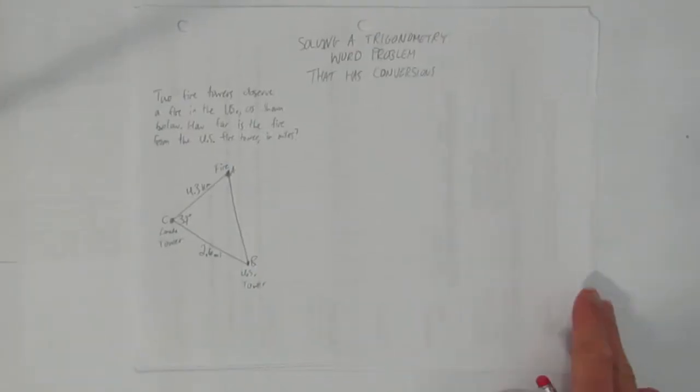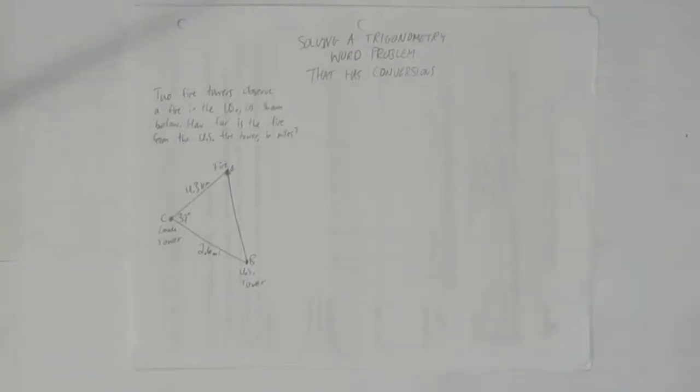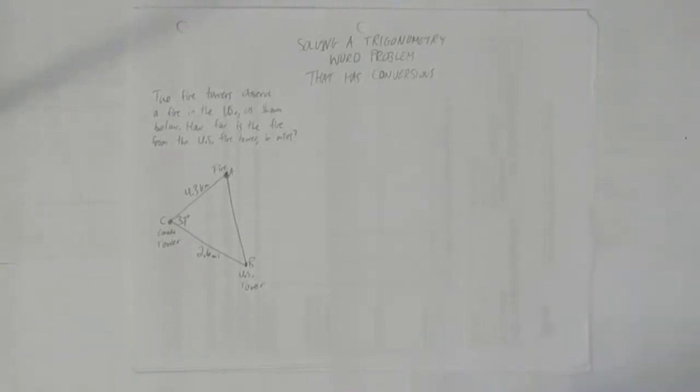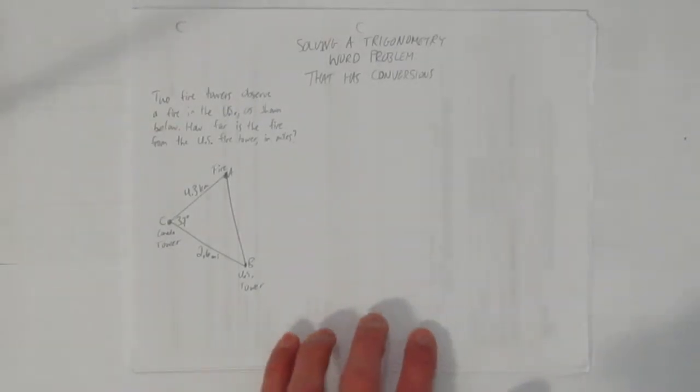In this video, we'll look at solving a trigonometry word problem that has conversions. We're told that two fire towers observe a fire in the United States, as shown below in the diagram. How far is the fire from the United States fire tower in miles?